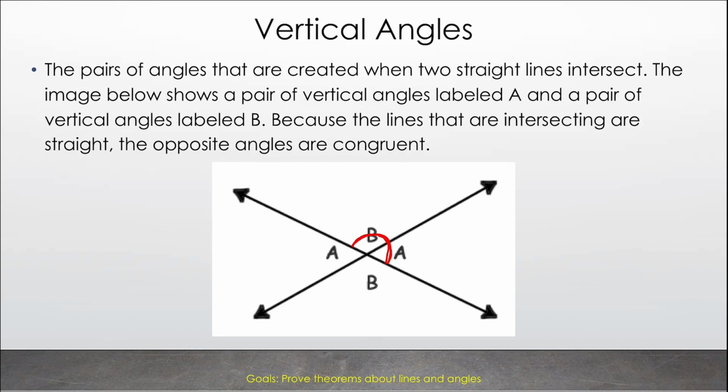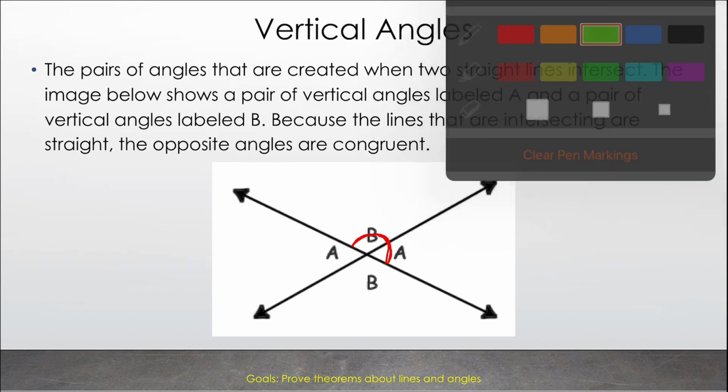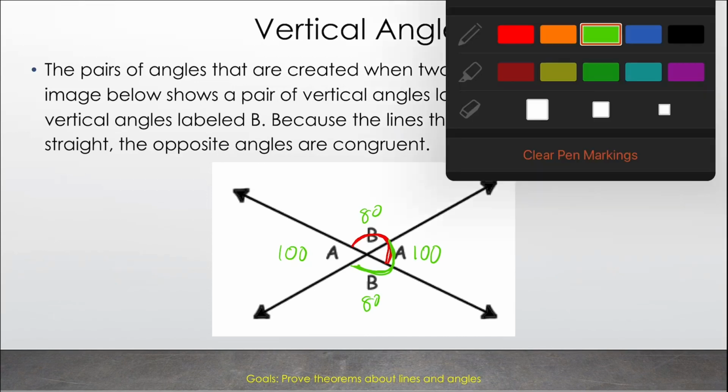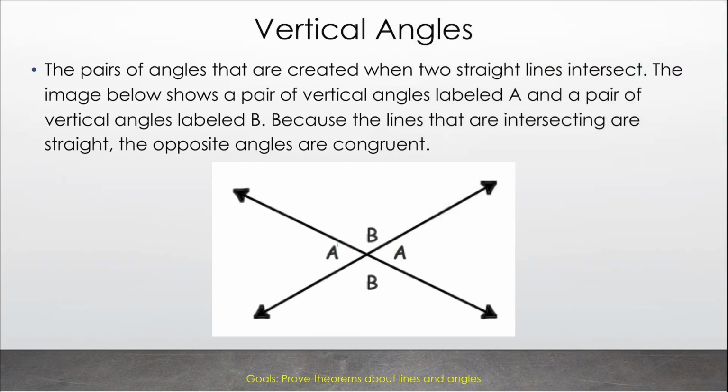So if I have two straight lines and they intersect, I have this green line and that red line. Each of those is 180 degrees. If I know that A is, say, 100 degrees, then B has to be 80 here and B has to be 80 here, which makes A over here 100. So the moral is that vertical angles have to be the same, and it's because of that 180 degrees for a straight line.